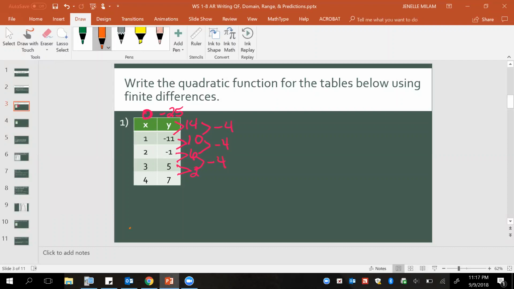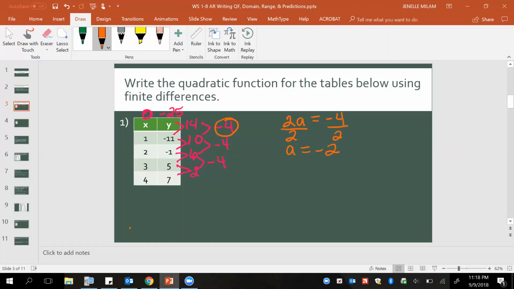So our first thing is we want to find a. A is always going to have a 2a in front of it, and it's going to be equal to my second difference. So it's going to be equal to negative 4. So to solve for a, we're going to always divide by 2. Divide by 2. So a equals negative 2. So that's the first thing.